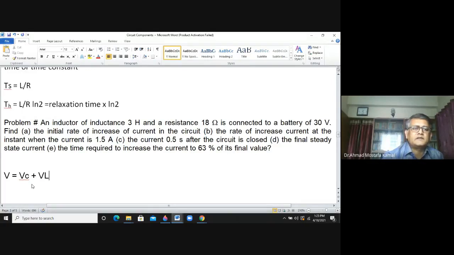This is called voltage equation. So this is equal to VL. If you substitute for it, VC equals Q by C, plus L into di by dt. This is your equation.